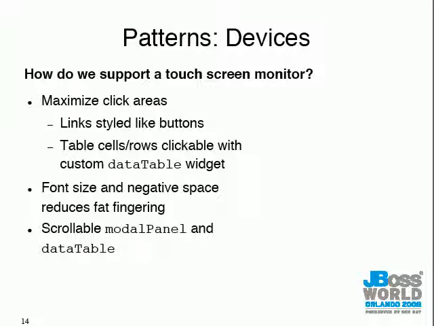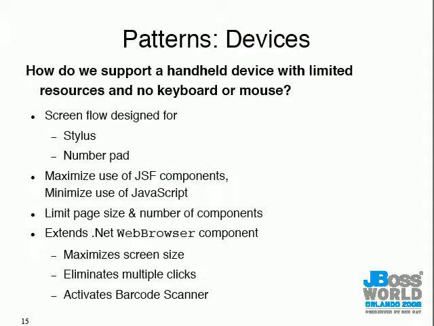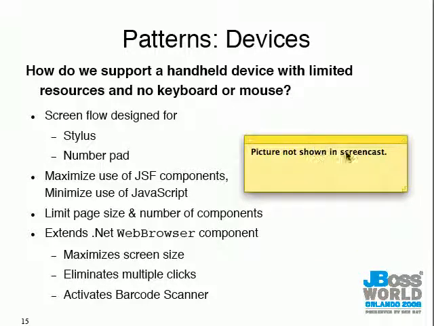One is the Pocket browser tends to have a ton of problems with JavaScript. So the amount of JavaScript that you load as part of your screens, you've got to watch what you're putting in. So we maximized the use of JSF components. We did not use any AJAX for JSF components on our handheld screens where possible. We limited the page size and the number of components on a screen. It's a very, very simplified flow, where it's enough to get the task completed that the user needs.